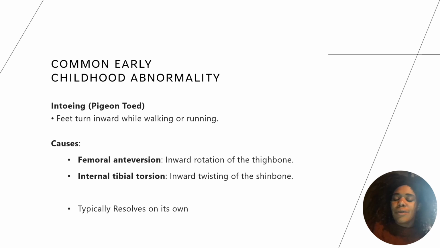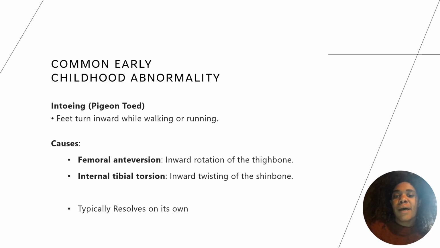Some of the causes here have some super technical terms: femoral anteversion, internal tibial torsion. In short, it's the inward rotation of the thigh bone or the twisting of the shin bone that just naturally happens. I looked up to see if this is something that happens as a result of childbirth, and the answer is no, it's not anything that happens during childbirth. Some of it might have to do with the placement of the legs when a child is in the womb. As I state here, it typically resolves on its own, though.